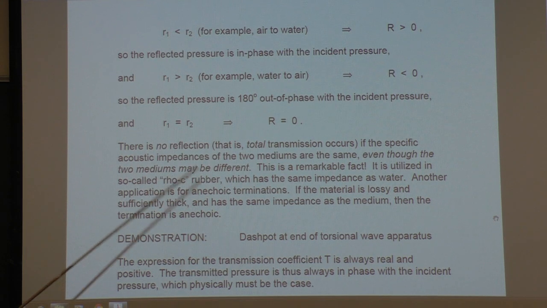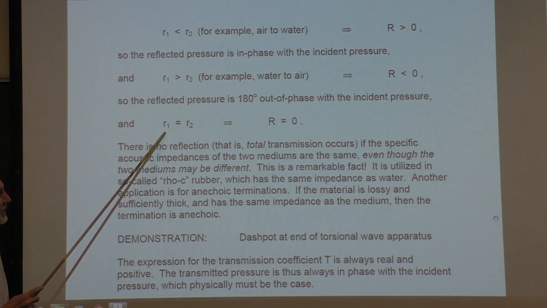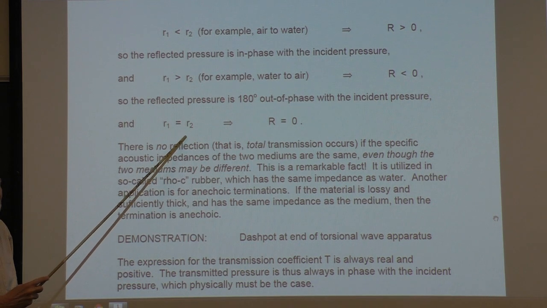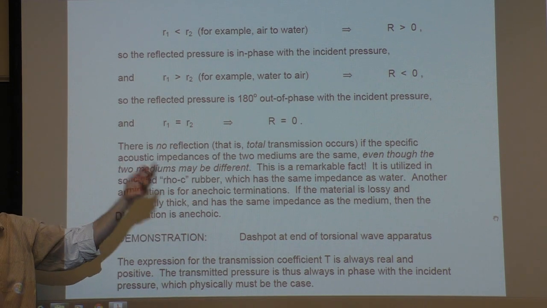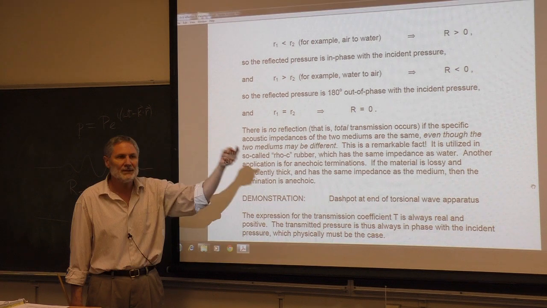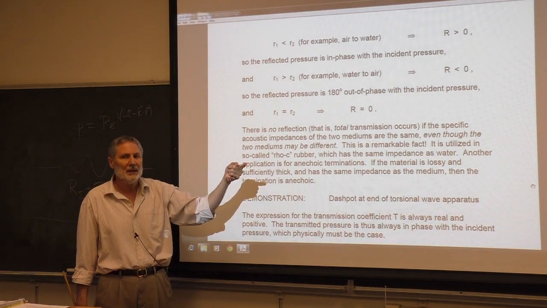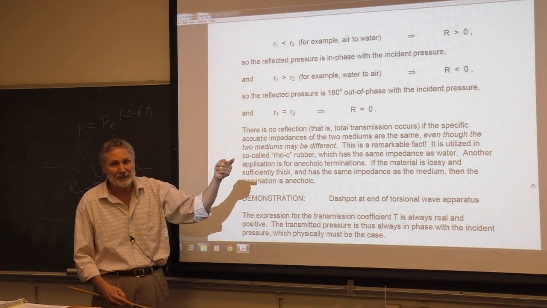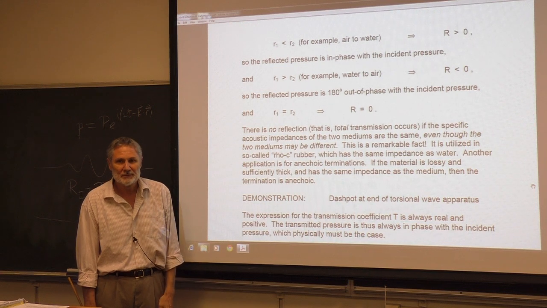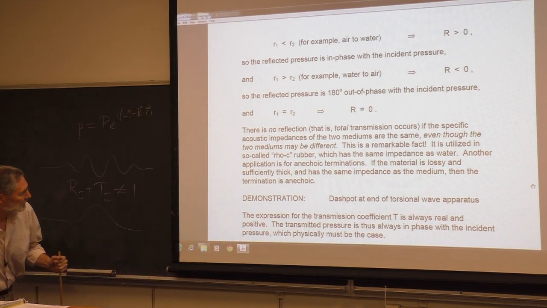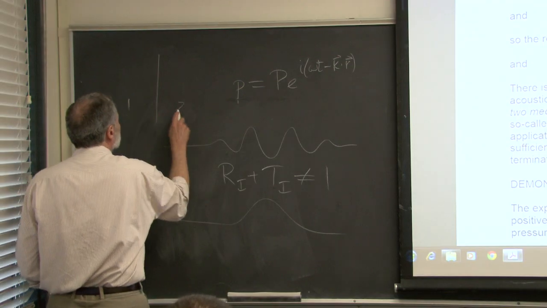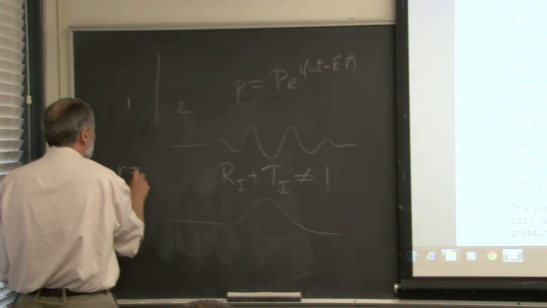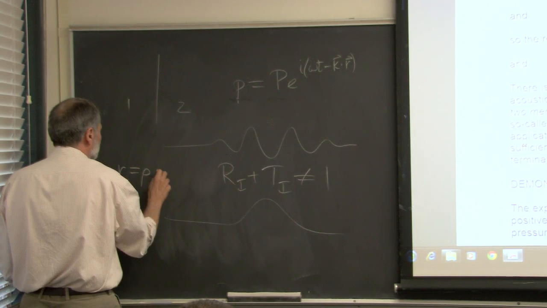So, all that's required is that the specific acoustic impedances are the same. You can have a different density on the other side, right? You can have twice the density on the other side. If the speed of sound is 1/2, then what's going to happen? Right, we have the same. So here's 1 and 2. And you remember, R is, we'll just call it rho C.